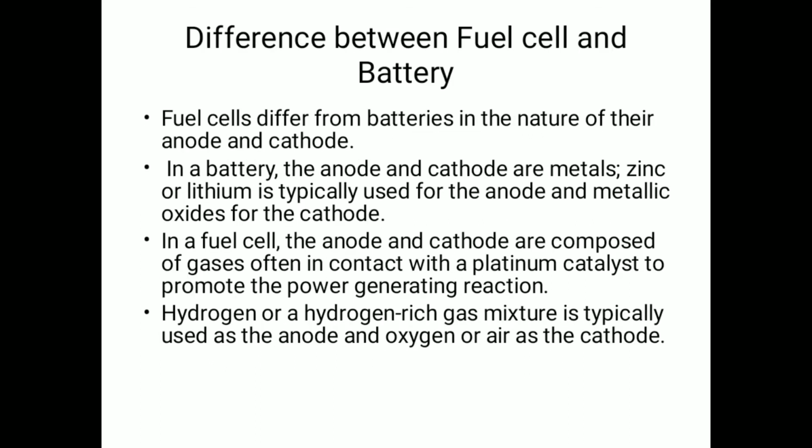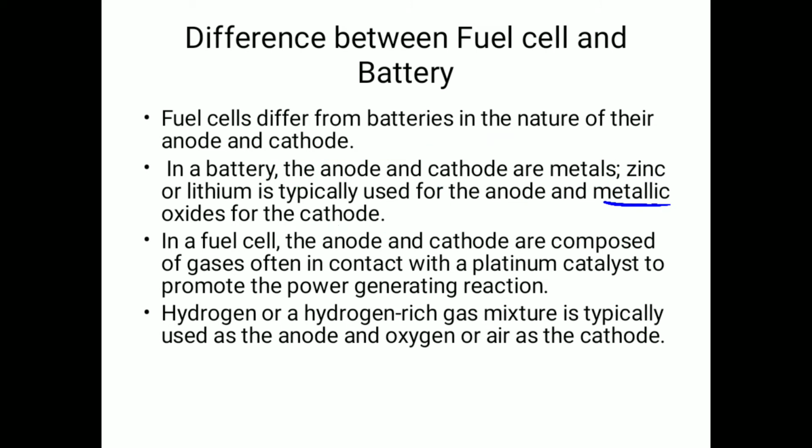So let's talk about the difference between a fuel cell and a battery. The main difference is the type of anode and cathode we are using in a fuel cell and a battery. For example, in the case of a battery we use metal plates as anode and cathode, like zinc or lithium for the anode, and a metallic oxide for the cathode. So we can say in a battery the anode and cathode are made using metals, right?